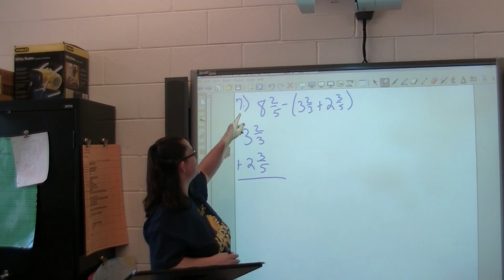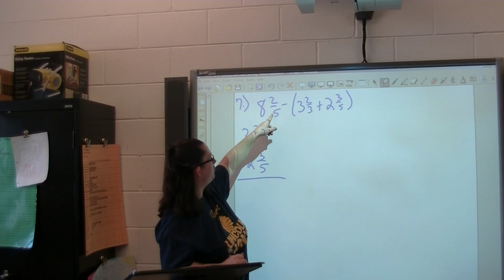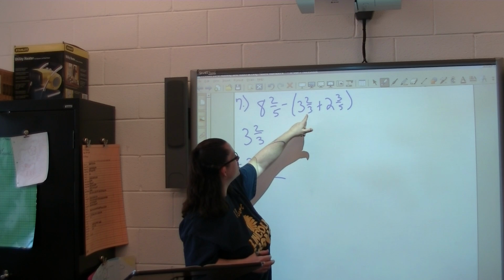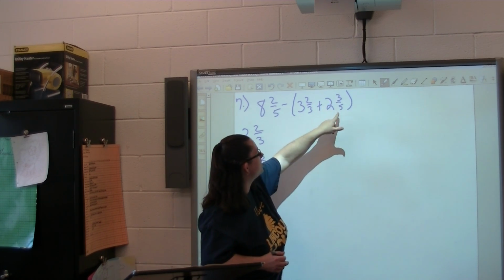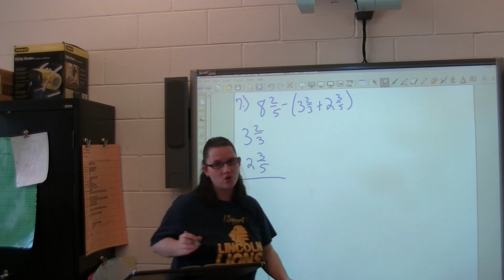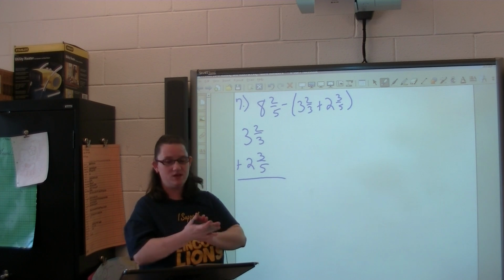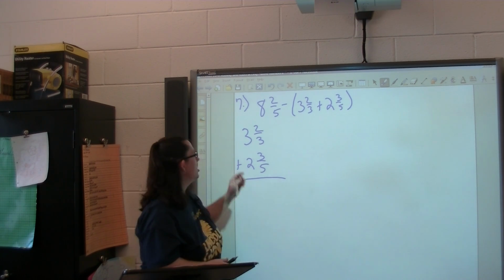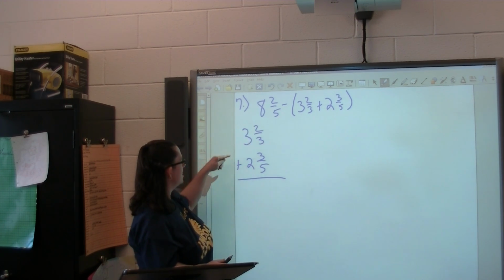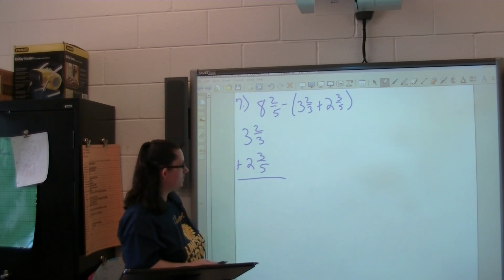Okay, fifth grade, number 7. We have 8 2/5. Take away 3 2/3 plus 2 3/5. The parentheses are there, so what does that mean we need to do? That needs to be taken care of first. Good, so line up 3 2/3 plus 2 3/5.